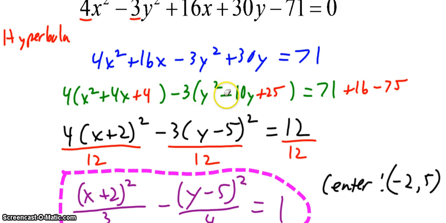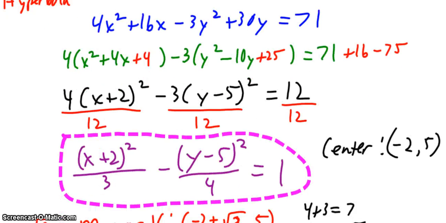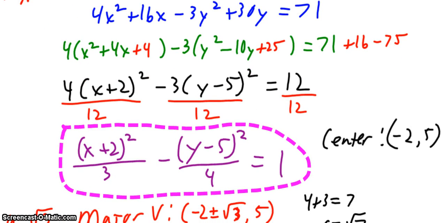When I factored out a negative 3, this became y squared minus 10y. Half of negative 10 is negative 5. Negative 5 squared is 25. But 25 times negative 3 is actually negative 75. Complete the square, so x squared plus 4x plus 4 factors into (x plus 2) quantity squared. Y squared minus 10y plus 25 factors into (y minus 5) quantity squared, and the right hand side became 12. I want this to be a 1, so I divided everything by 12. And that is how we ended up with our standard form.